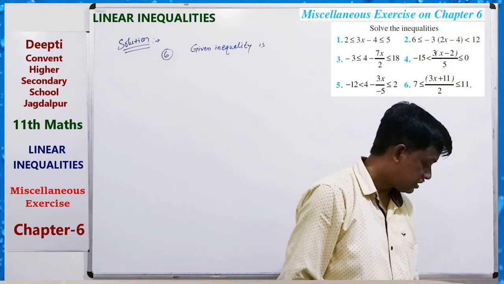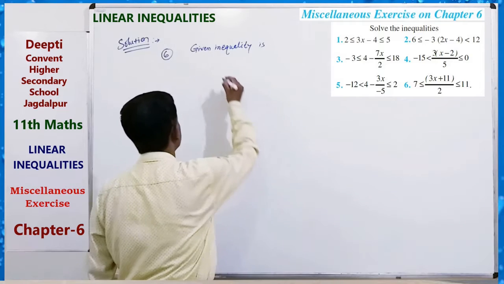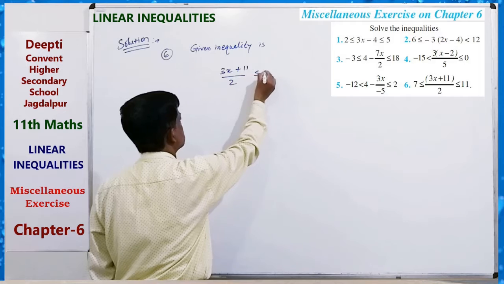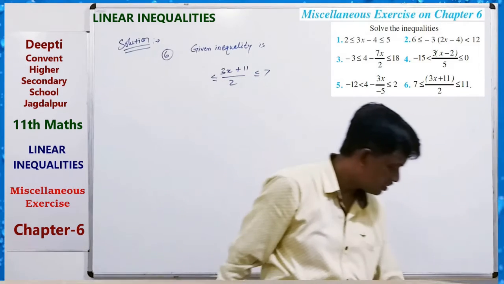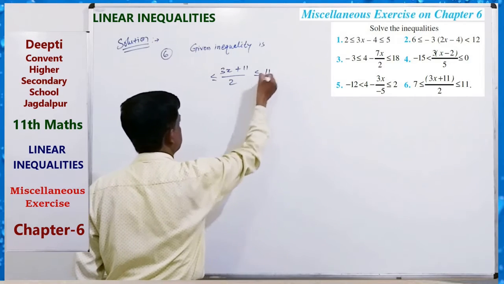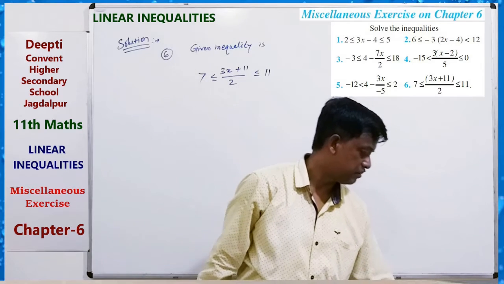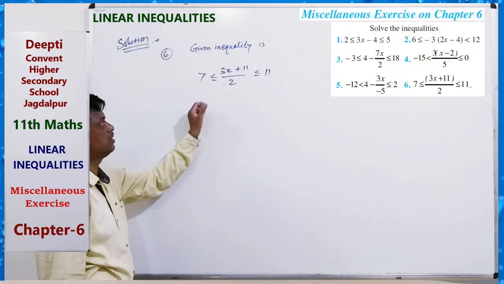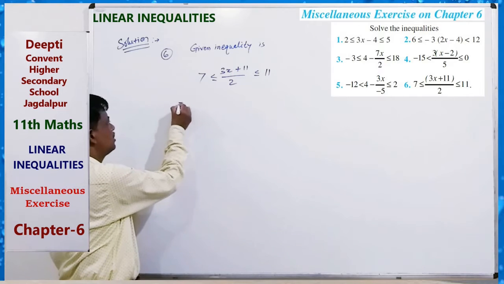Here, 3x plus 11 by 2 is less than or equal to 11, and 7 is less than or equal to 3x plus 11 by 2. So 7 is less than or equal to 3x plus 11 by 2 is less than or equal to 11. This is also mixing, you can separate it by taking this and taking this, or I can also directly solve.